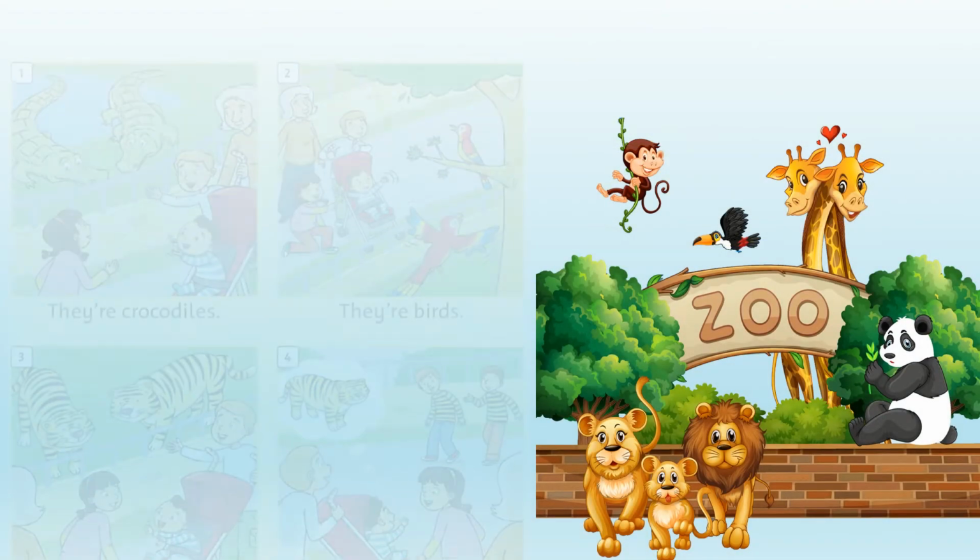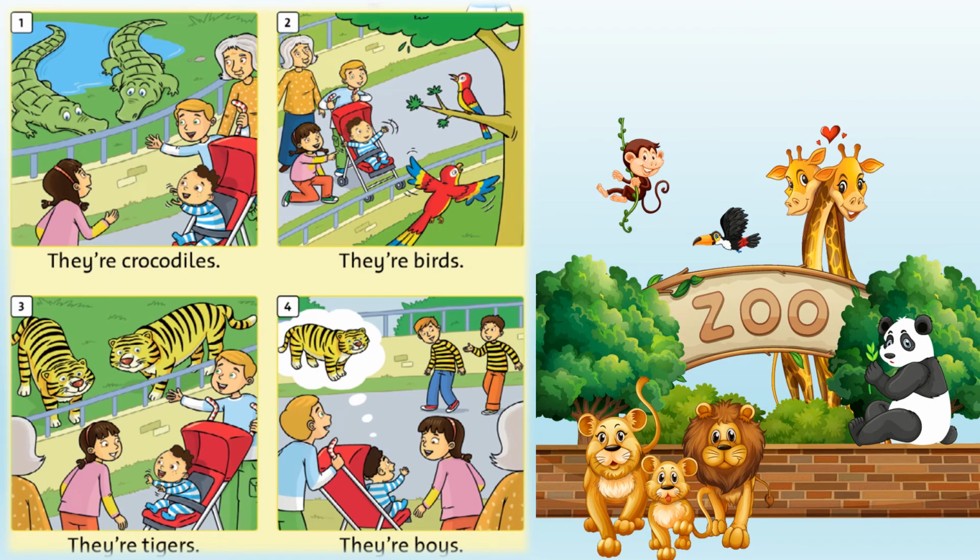Okay, and look at your book again. Listen to me and point to the picture and say: they're crocodiles. They're birds. They're tigers. They're boys. And you can practice for treasure at home, please.